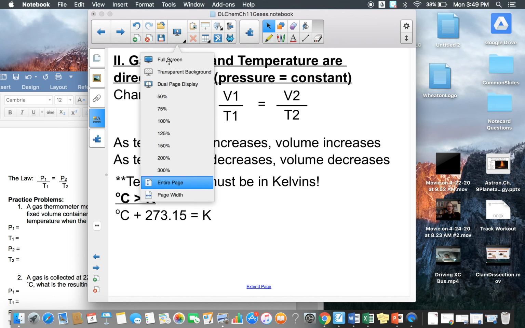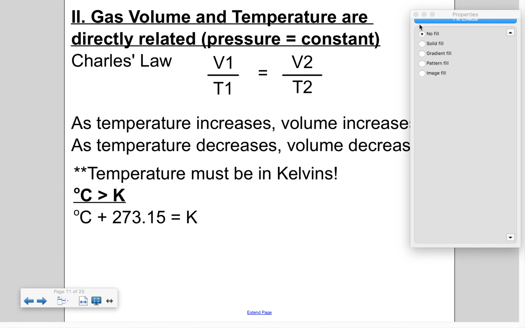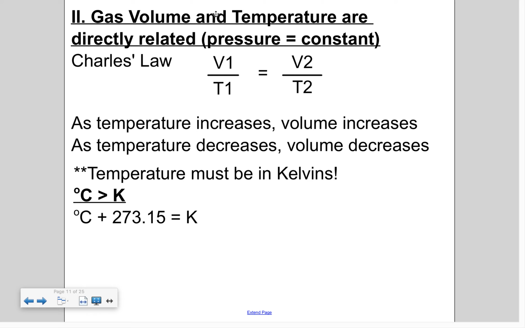So that's Boyle's law. Moving on to Charles' law. Looking at the relationship between volume and temperature, they are directly related. That means if volume goes up, your temperature is going to go up, provided that pressure remains constant. So here's the equation for that. V1 over T1 equals V2 over T2. So as your temperature increases, volume increases, or temperature decreases, volume decreases.